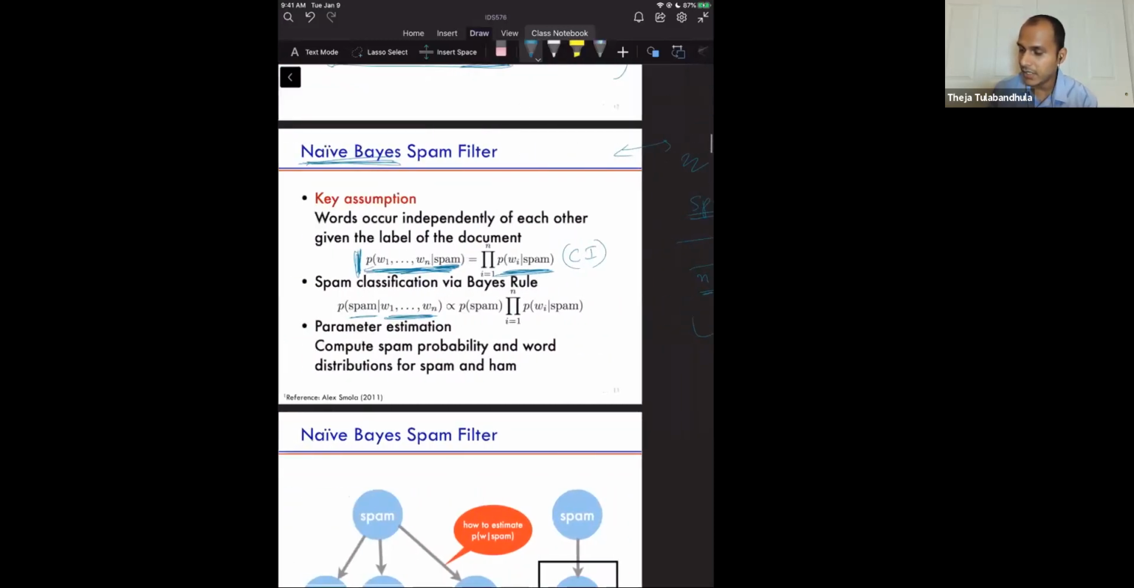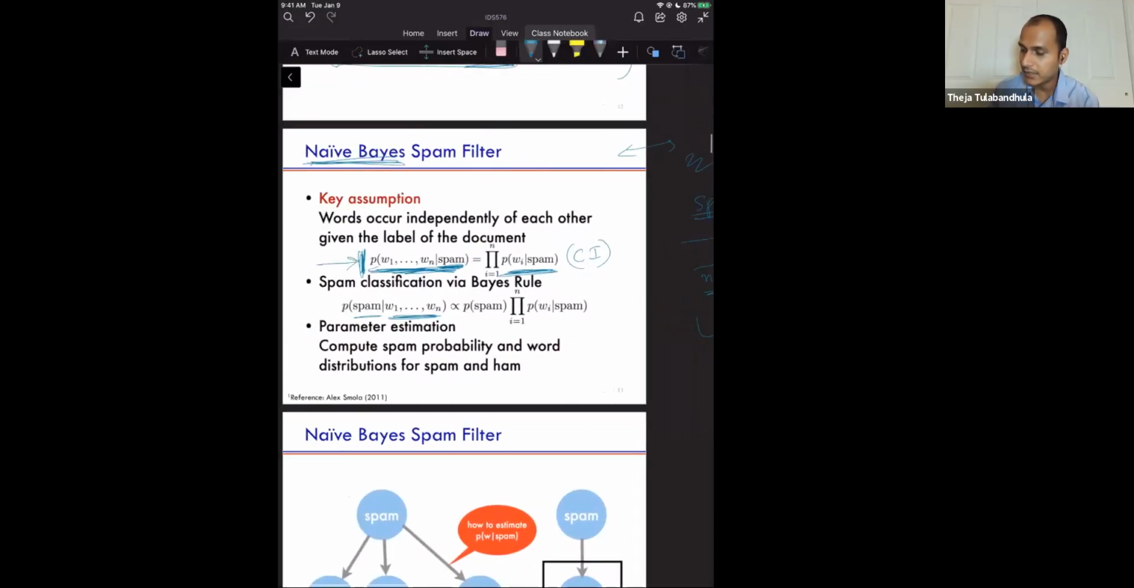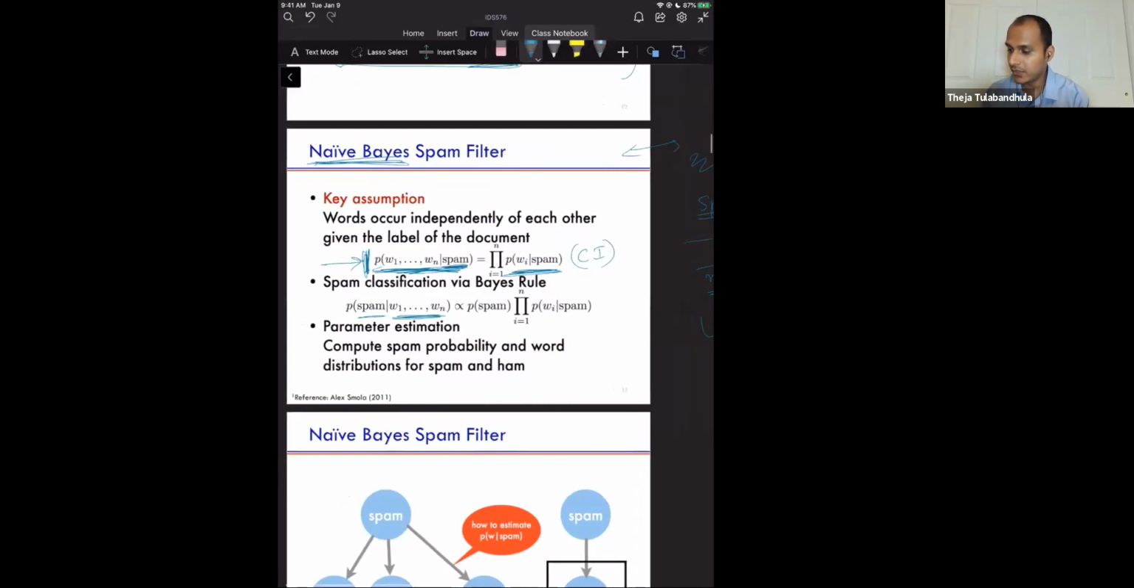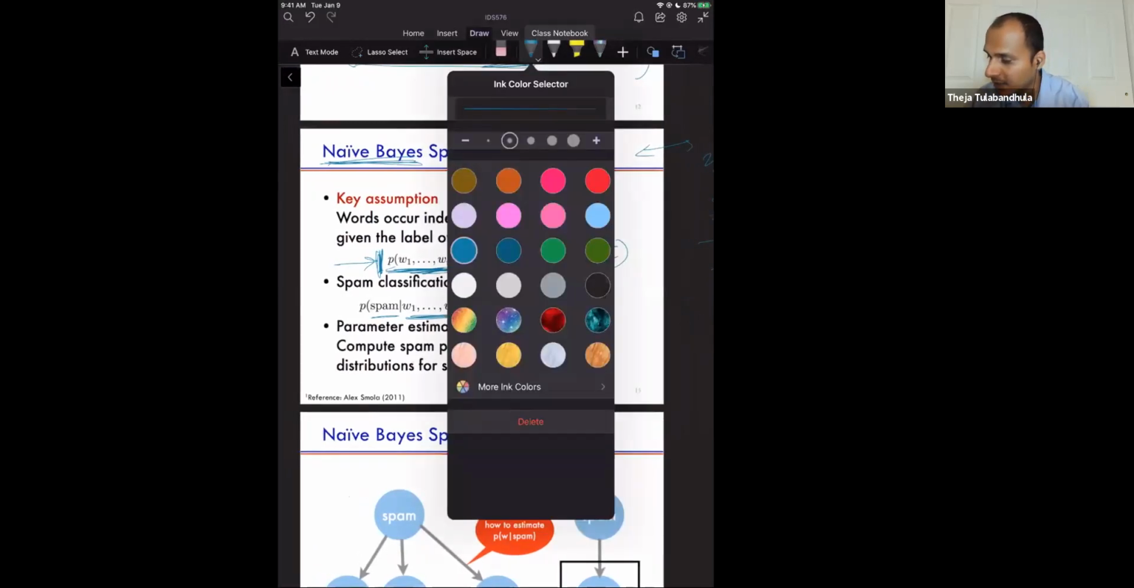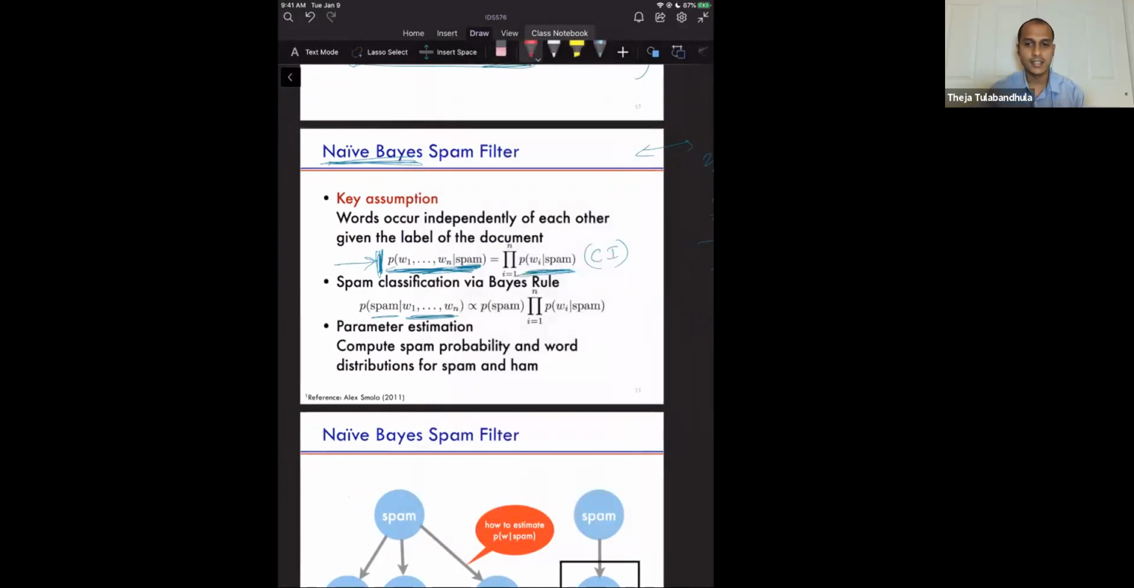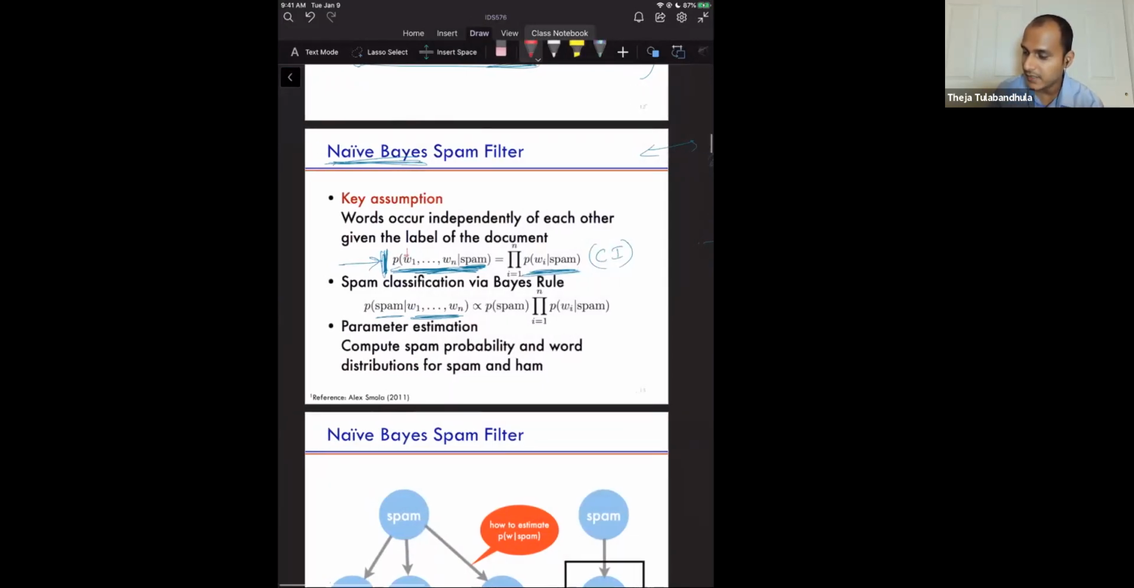By the way, in this notation, the arguments should all be random variables. Let me change the shade. Let me stick to the white area first, and when I go to that area, I'll change the color. Okay. So firstly, you should notice that W1 through Wn and spam are all random variables. And that's why this is a conditional probability.